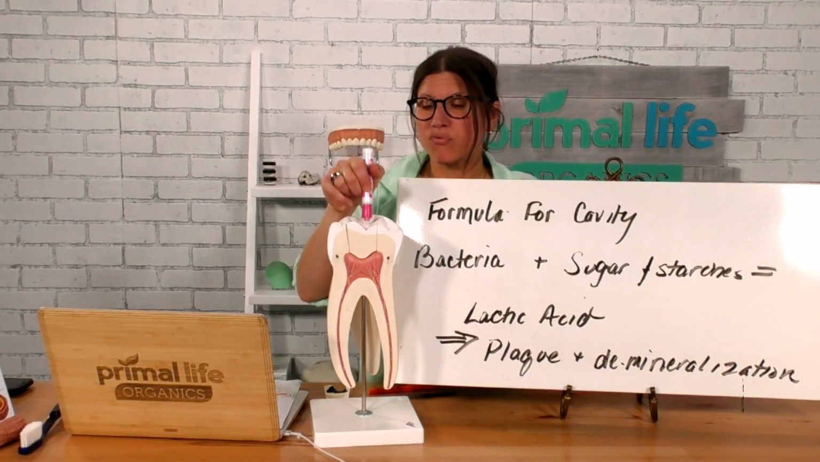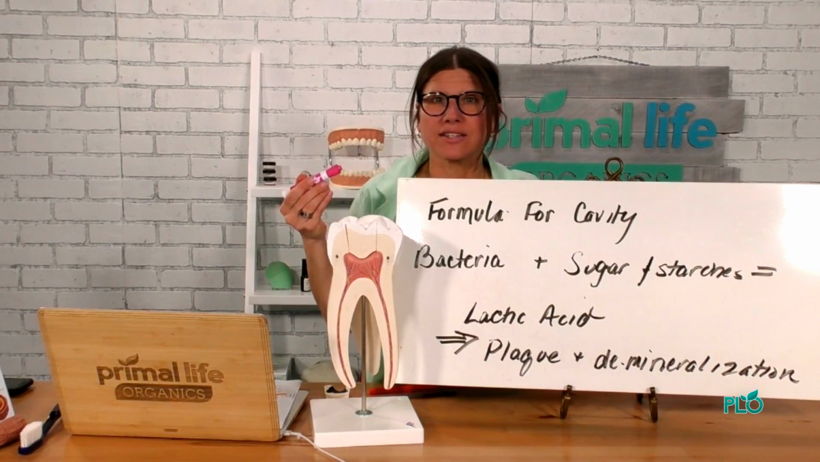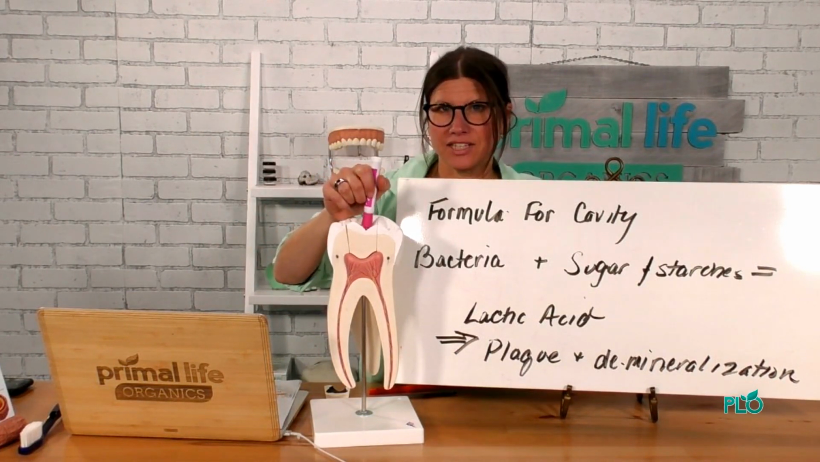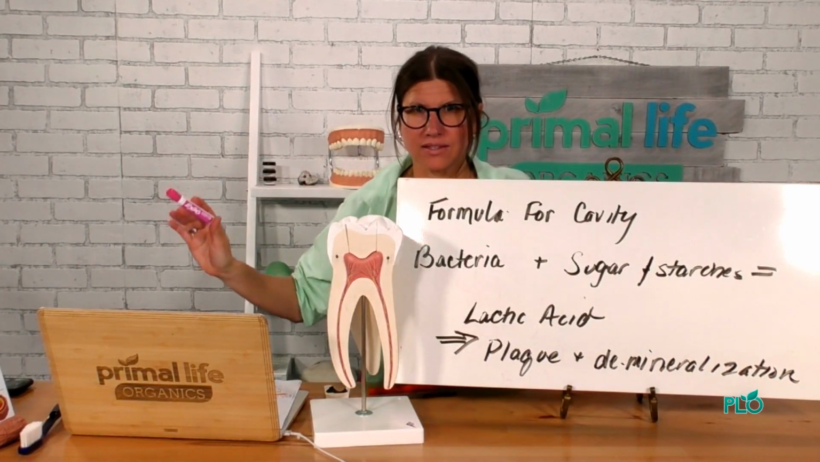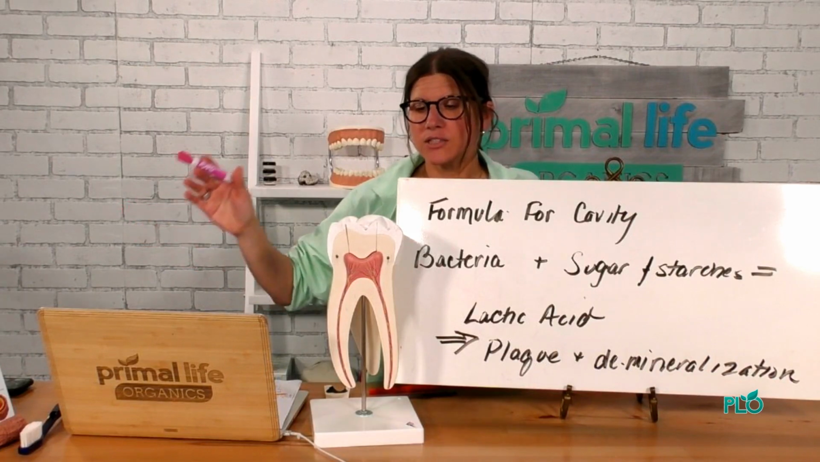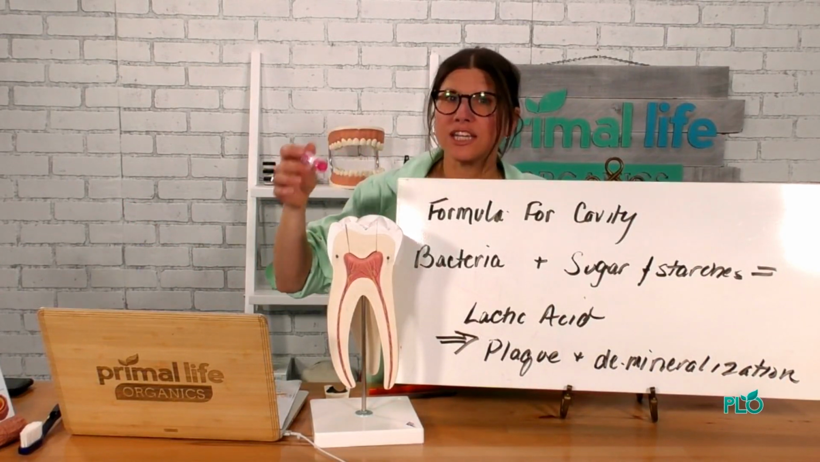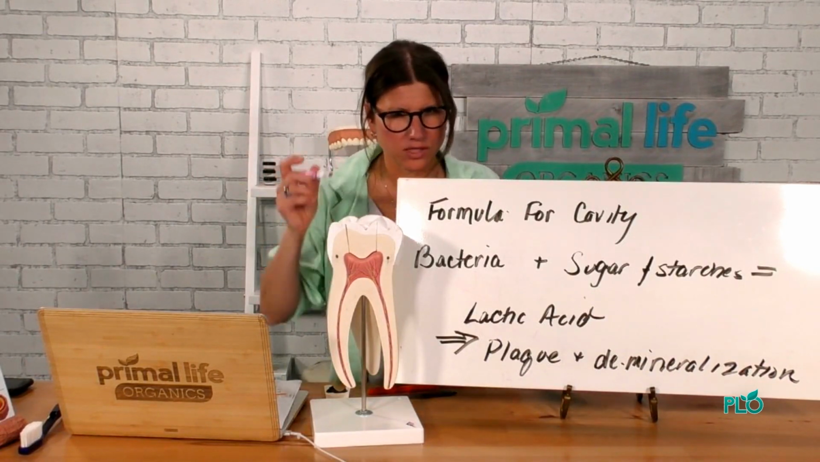Because if one tooth has a cavity in it, all your other teeth are in the exact same environment that tooth was in to create that cavity. So not just one tooth is at risk, all of your teeth are at risk, all right? So how do we keep this tooth healthy or heal a cavity? Well, it's simple. We just have to go back to this formula and sort of do something like this.